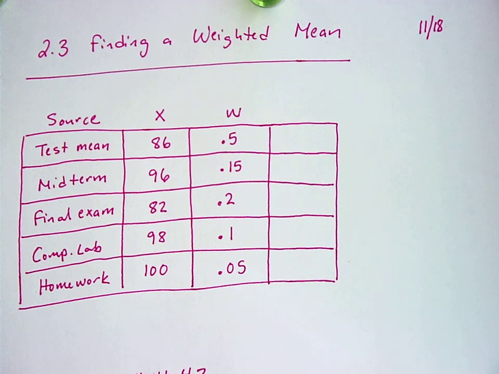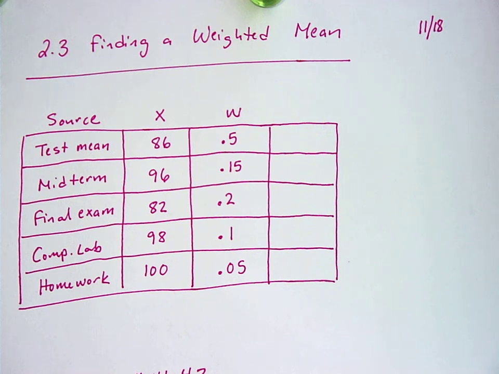Hello everybody. Okay, so today we're learning about finding a weighted mean. We talked about already about finding a mean, which is an average, but this is how you would find your grade in a certain class, or how you would find things with different weights on them.